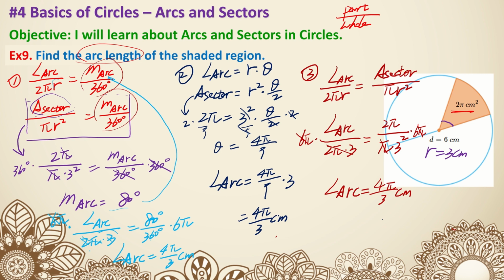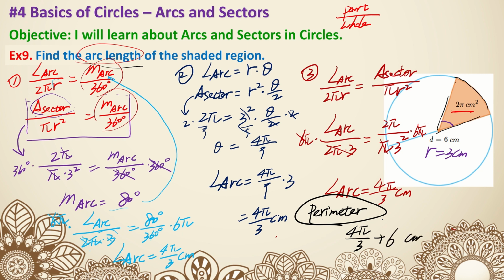One thing I do want to mention: right now it's asking for the arc length of the shaded area. If the question is asking for the perimeter of the shaded area, not only do I need to find this arc, I also need to include 2 radii. That means the answer would be 4 pi over 3 plus each radius, which is 3. There are 2 of them, so plus 6 centimeters. That's if the question is asking to find the perimeter of the shaded area. So that is example 9.